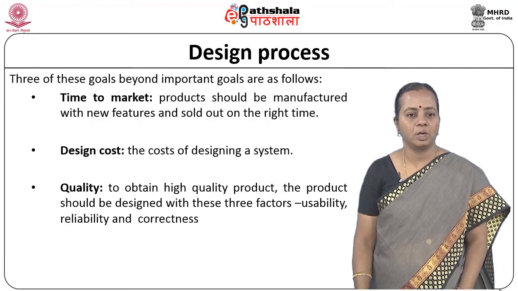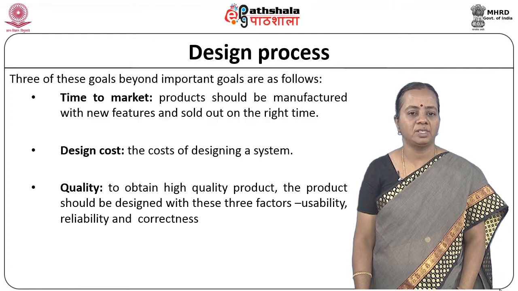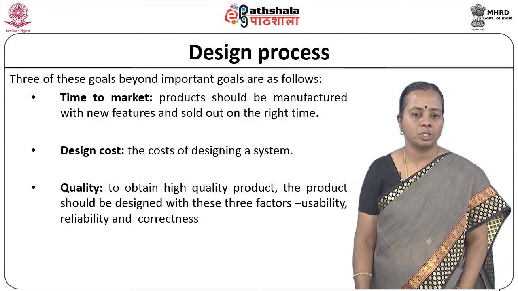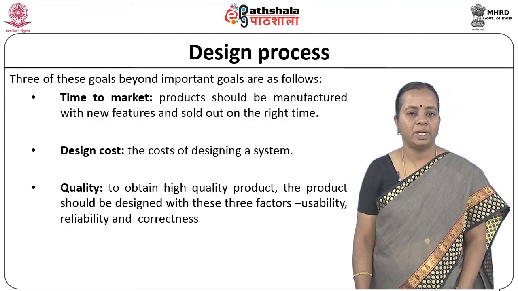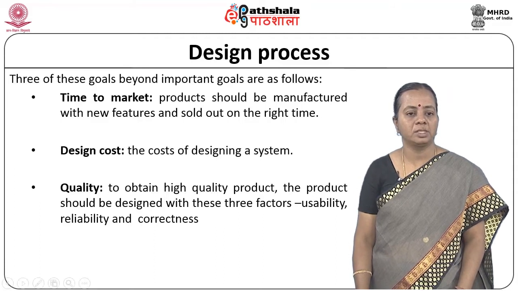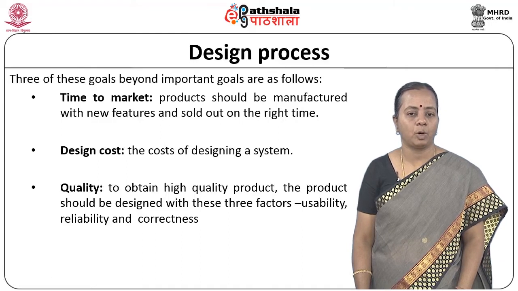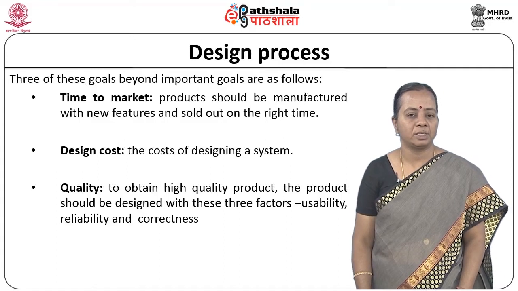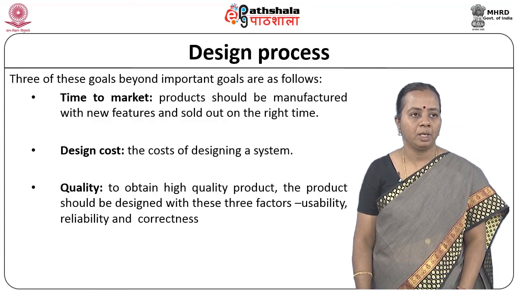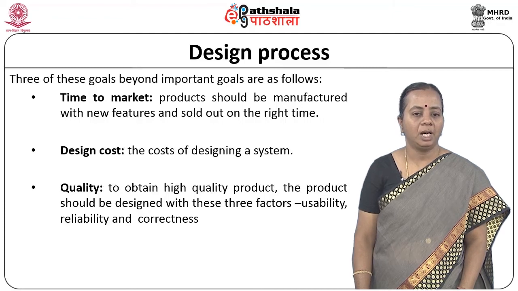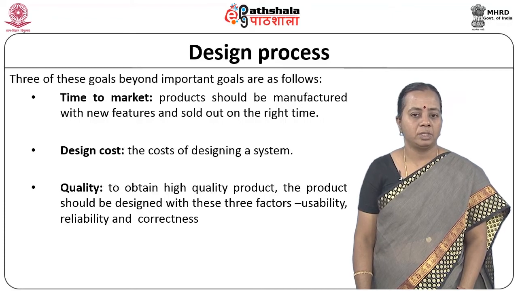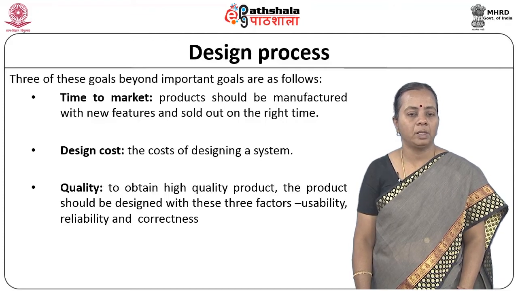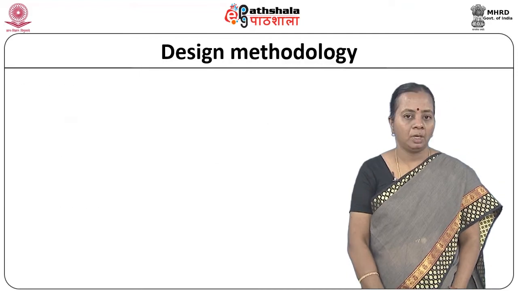The second thing is design cost. The cost of designing a system should be low, then only will you be in a position to manufacture a product within the estimated budget. The third thing is quality. To obtain a high quality product, it should be designed with three factors: usability, reliability, and correctness. These are the three factors when you are looking at the quality of the product.